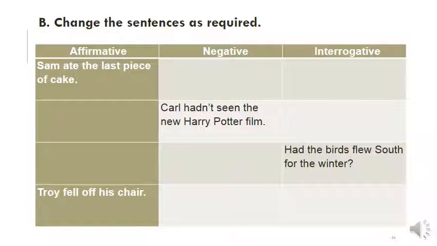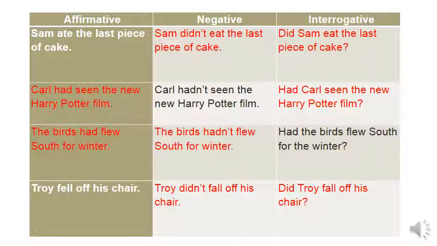The third one, the birds had flew south for winter. The birds hadn't flew south for winter. The last sentence, Troy fell off the chair. We have no had here, so this is a past simple. Troy didn't fall off his chair. Did Troy fall off his chair? And also we have the answers here written in the second slide.